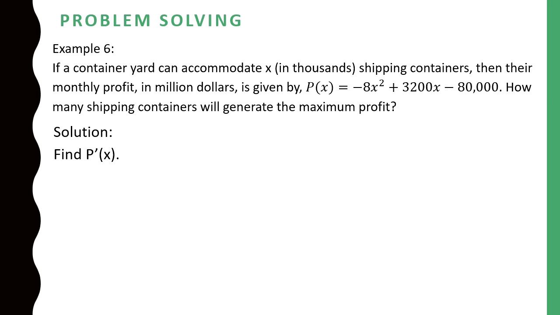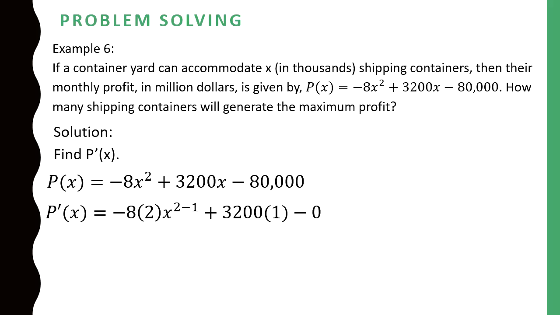For this kind of problem, we are not given the value of x. Hence, we still start with getting the derivative of the function. And the derivative of P of x equals negative 8x squared plus 3,200x minus 80,000 is given by negative 8 times 2x raised to 2 minus 1, plus 3,200 times 1, minus 0. We simplify, we get P prime of x equals negative 16x plus 3,200.